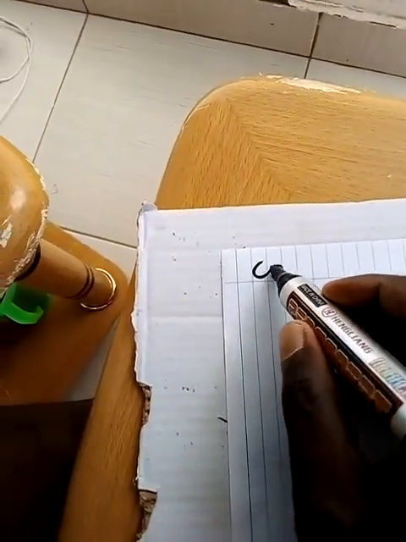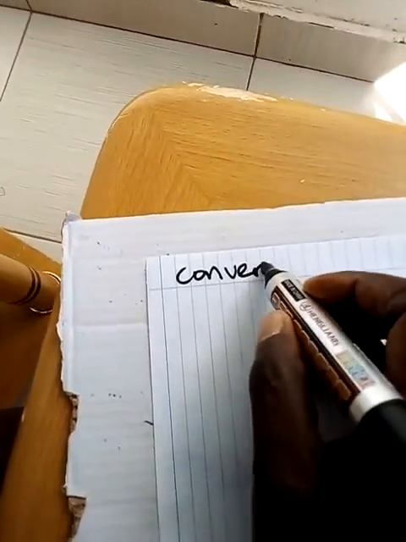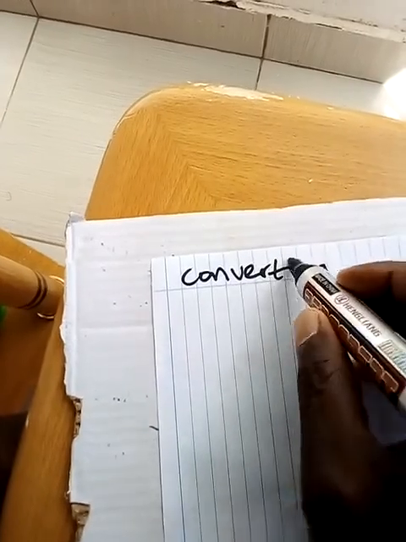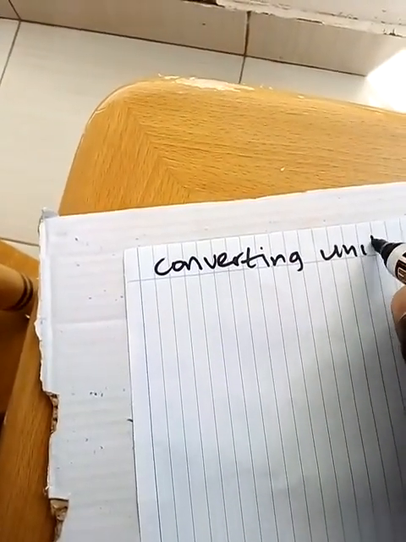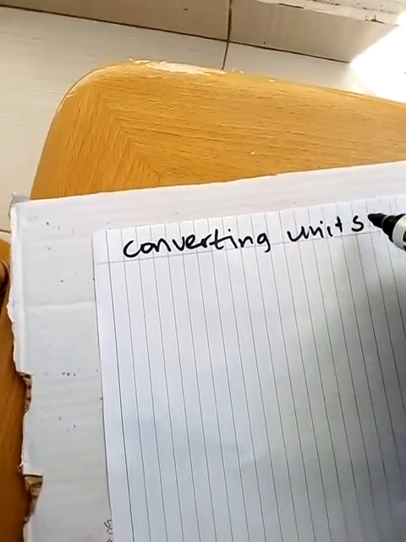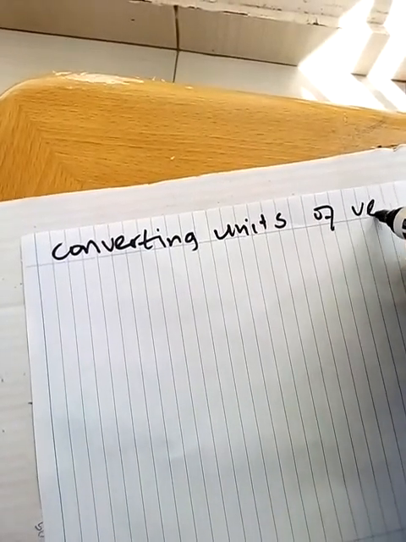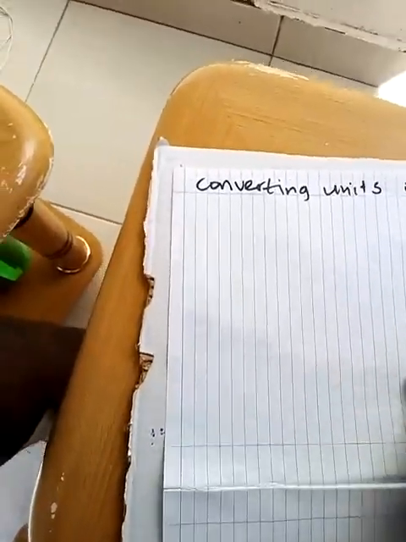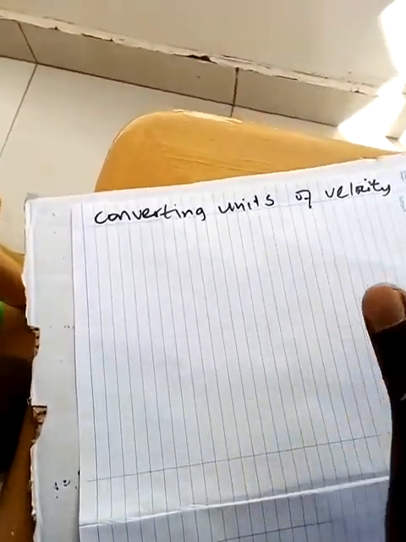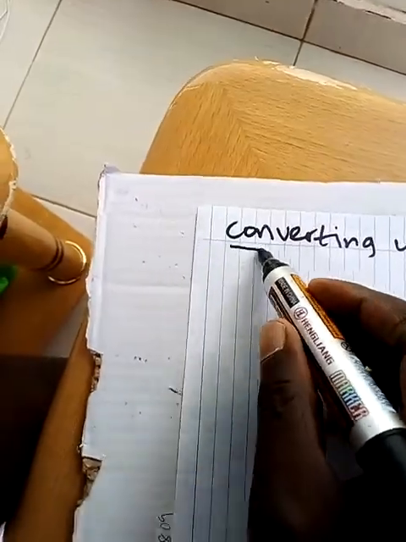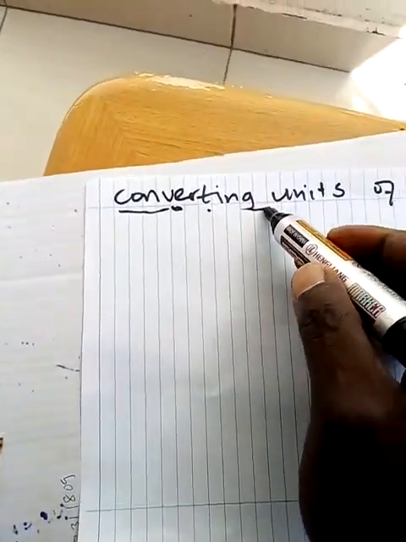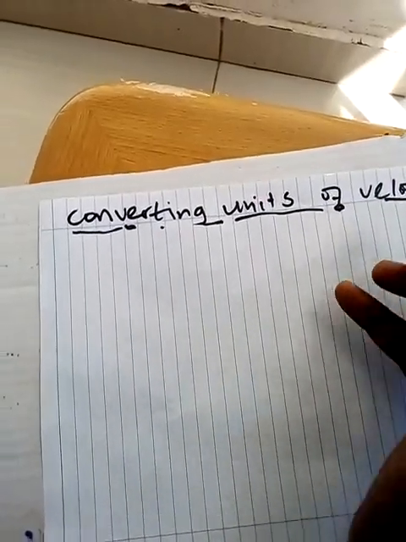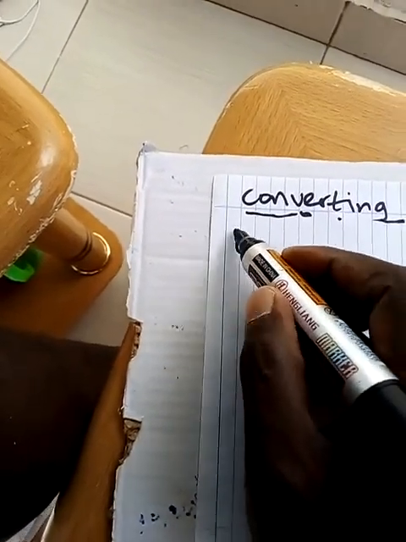We have converting units of velocity. Units of velocity, converting units of velocity. You could be given this. Let's look at an example on how we can convert the unit of velocity. Example.